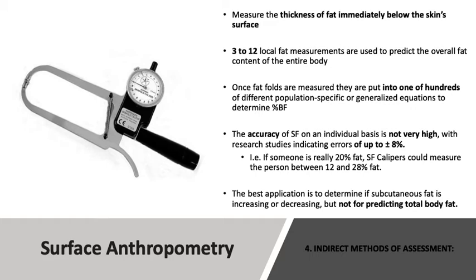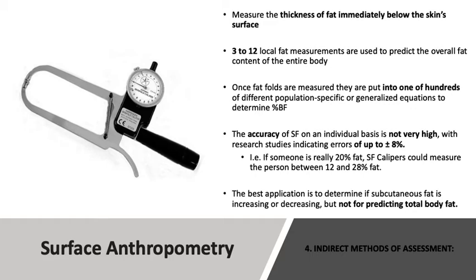So the best application is to determine if subcutaneous fat is increasing or decreasing over time, not for predicting total body fat. I can't reiterate that enough, it's so important. Surface anthropometry has a high source of error. There's high variance, and this depends on the technician, expertise, all of this stuff. The best method for surface anthropometry is to track changes over time, track changes in those individual skin caliper or local fat measurements, not to predict total body fat.